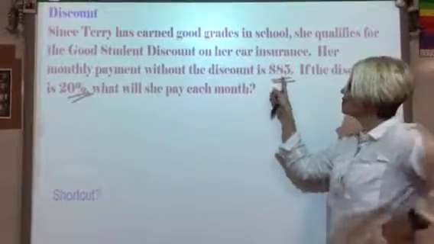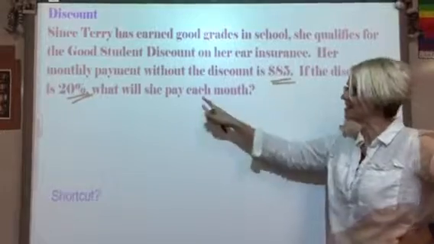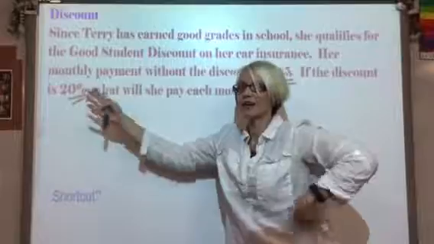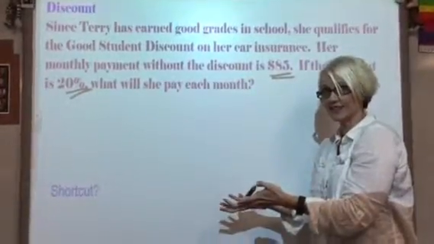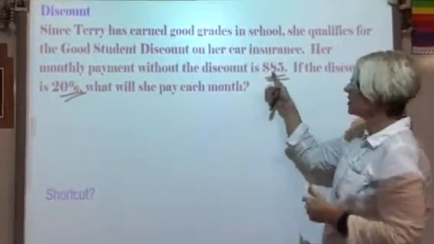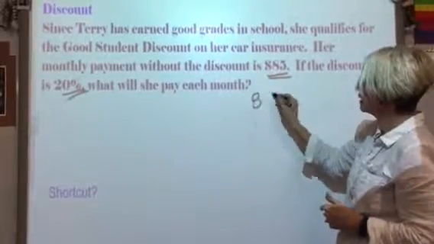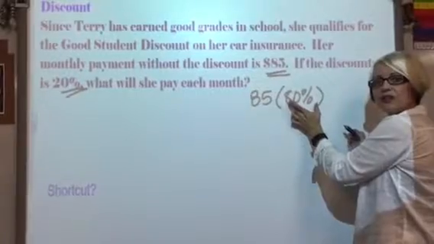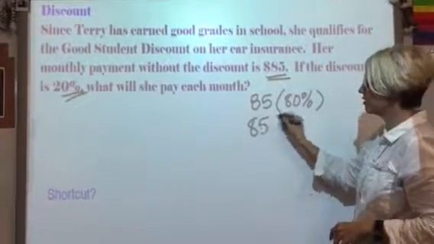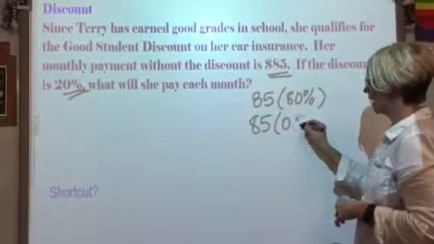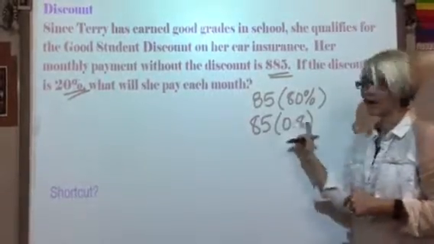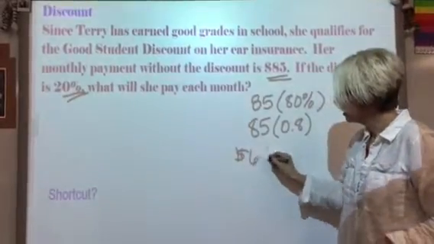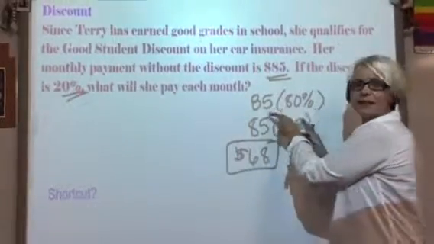Let's just find what the percent is that she's paying, right? If she gets a 20% discount, she's paying 80%. Think about it. So we're going to take 80% of this. So we're going to take 85 times 80%. You can type this in using the percent key on your calculator, or if you want to convert it to the decimal, you can do the 0.8 if you want, that's fine. Either way, when you multiply, you get about $68, and I did that in 1 step.